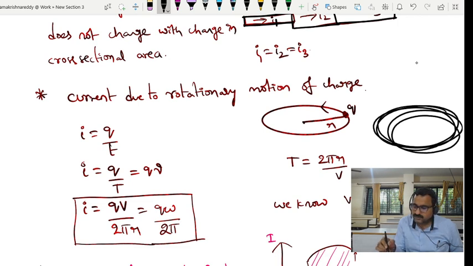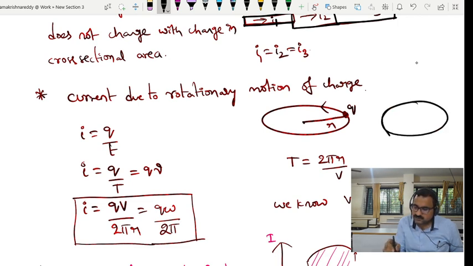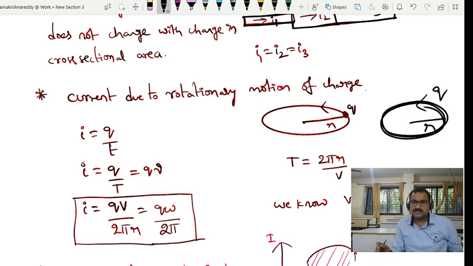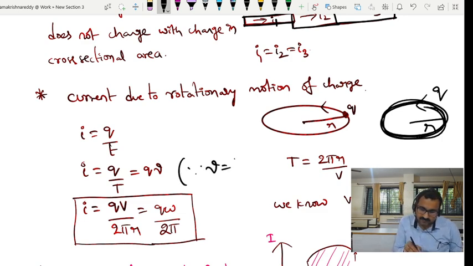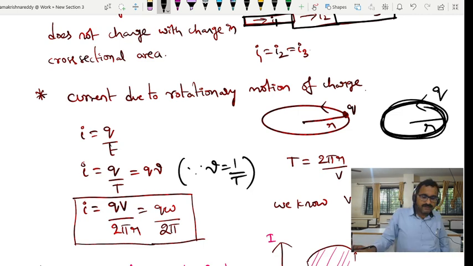So then what are we observing from that? When the charge is rotating, the radius of that is R, and the charge is Q. There, I is equal to Q by T, that is Q divided by the time taken to complete one revolution, which we call the time period. You can write it using nu is equal to 1 by T, the frequency. But I already told you how you can calculate the time period.